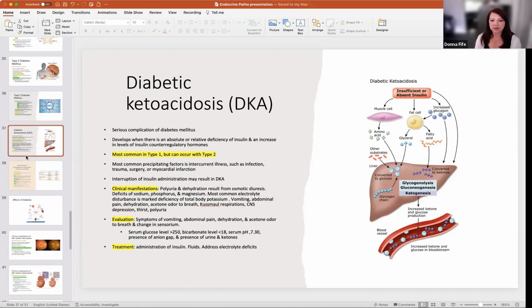Evaluation: symptoms of vomiting, abdominal pain, dehydration, an acetone odor to the breath, and changes in the sensorium. Look for a serum glucose level greater than 250, a bicarbonate level less than 18, and a serum pH less than 7.30, in the presence of an anion gap, and urine ketones. Treatment is administration of insulin, giving fluids, and addressing any electrolyte deficiencies or deficits.